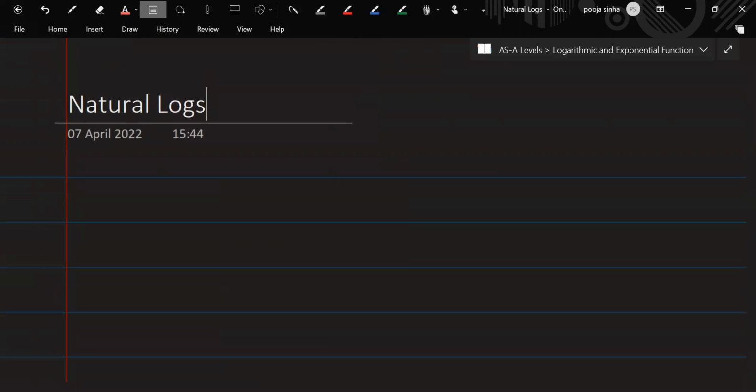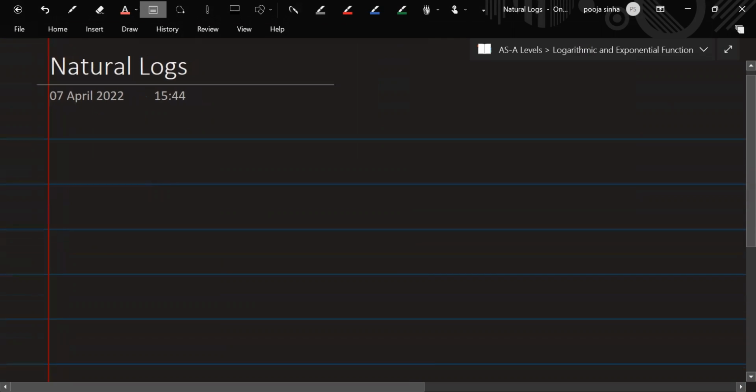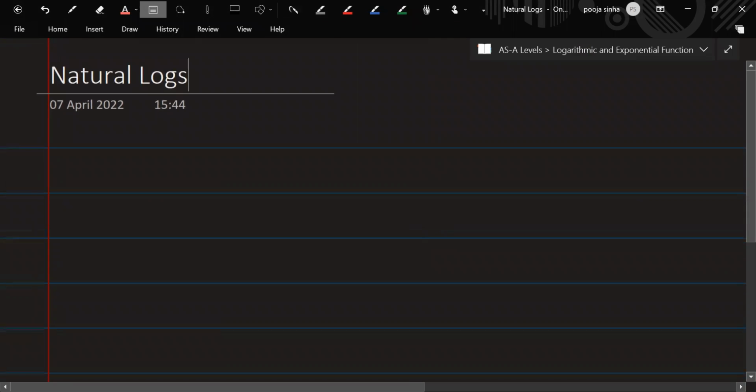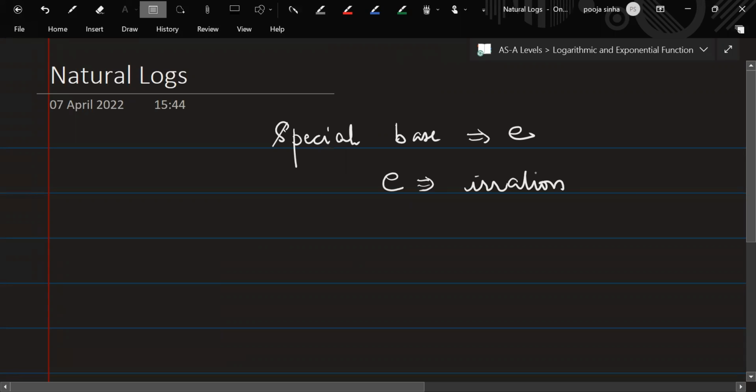A few important things before you actually start doing the questions. First thing, natural logs are logs with a special base. What is the special base? It's called e. Now you should know that e is an irrational number.